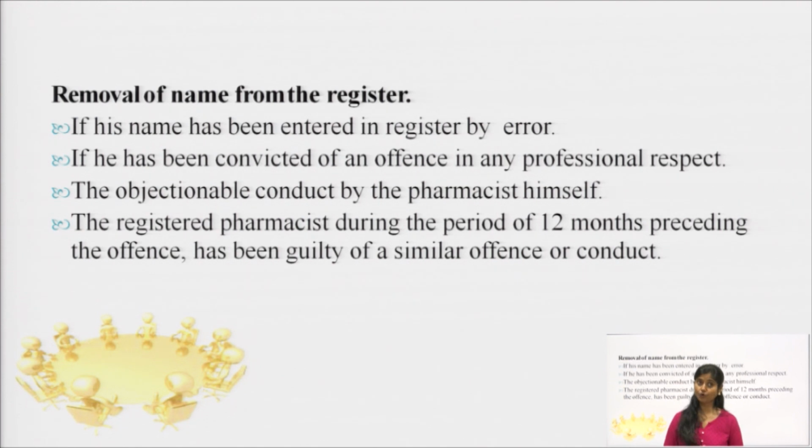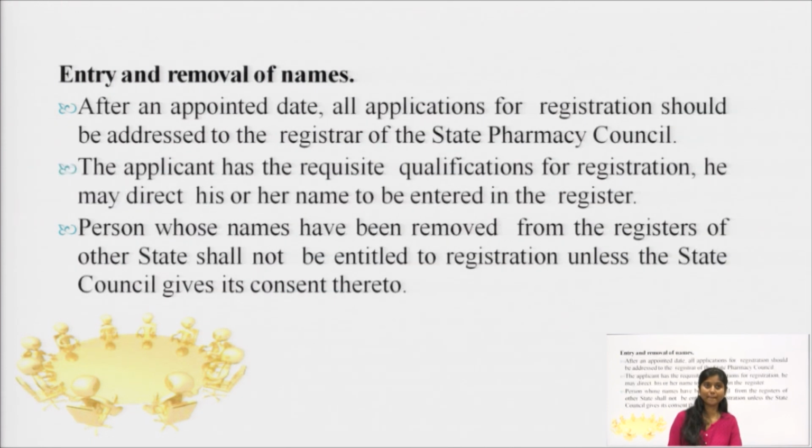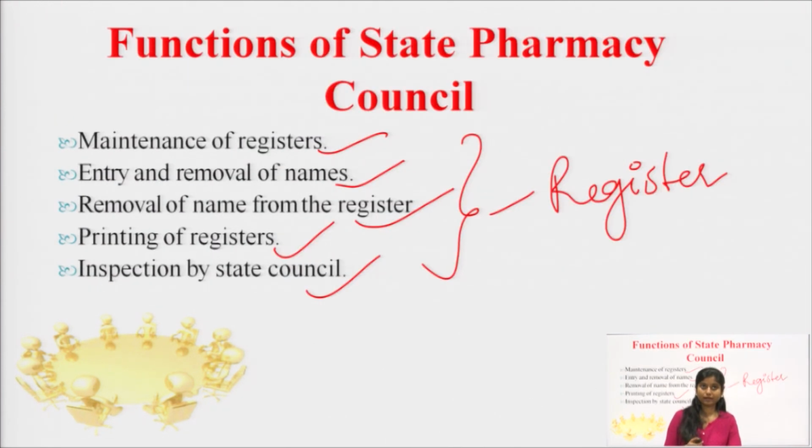So these are the 4 major conditions under which your name can be removed from the register, and all these things are maintained by state government because the major work of state government is to maintain the register. Let's see it how. Maintenance of register, entry and removal of names from the register.